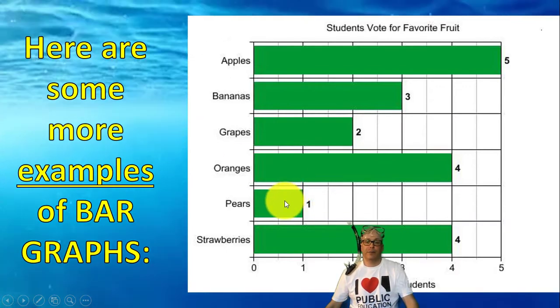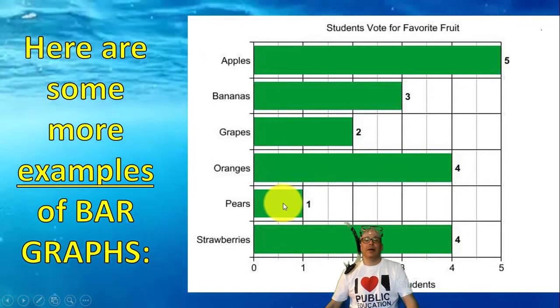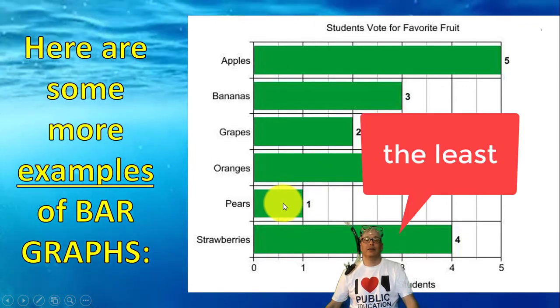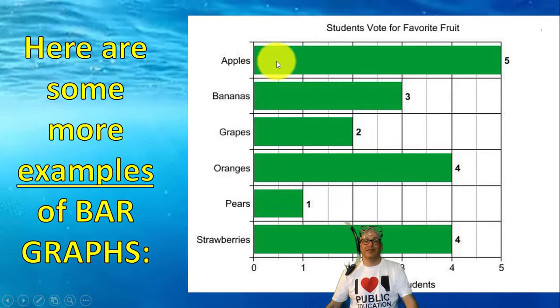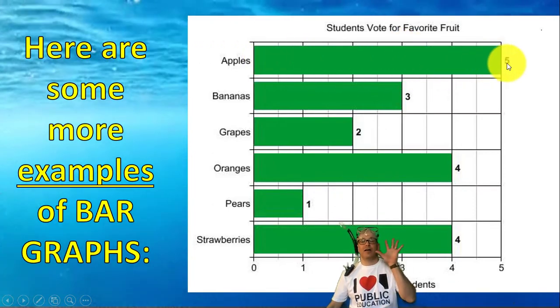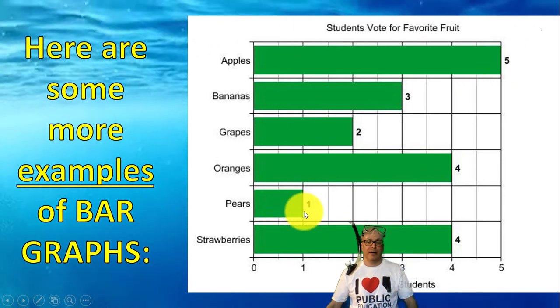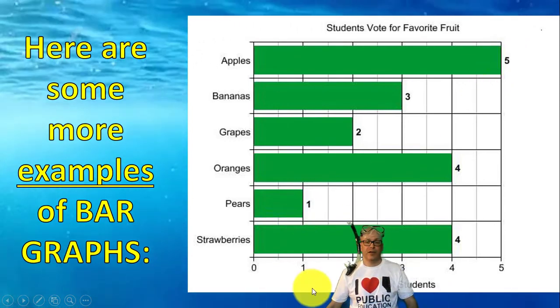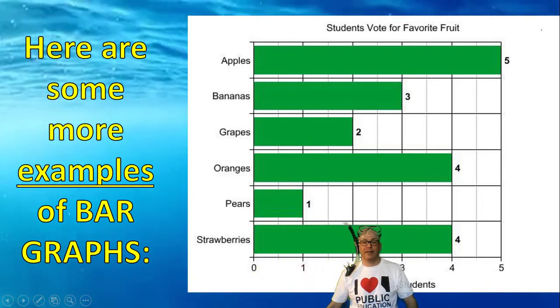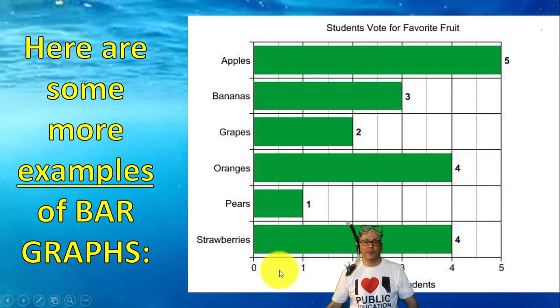Is it pears? No, Mr. Steele. People like pears the least. The least. The most is apples. Apples has 5 votes. 5 people liked apples. Only 1 person liked pears. All right. Here's the number of students along the x-axis. 5 all the way over here, 1 here.